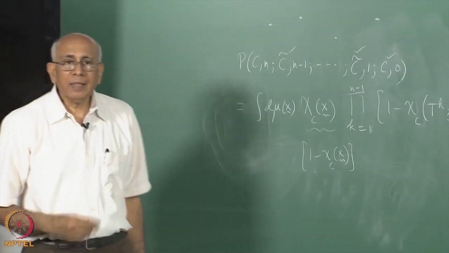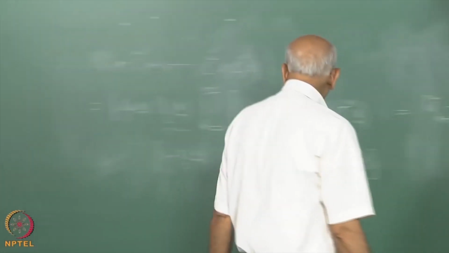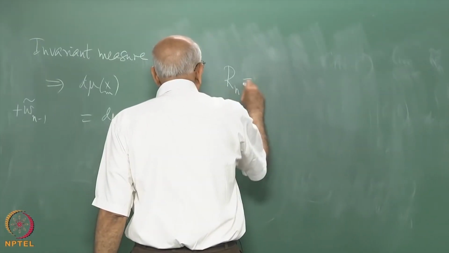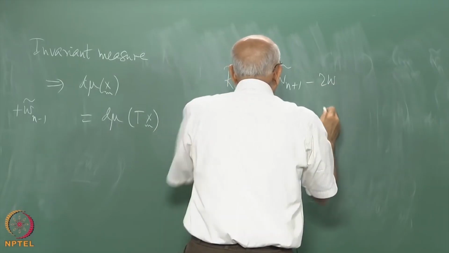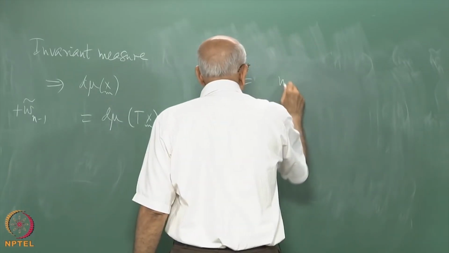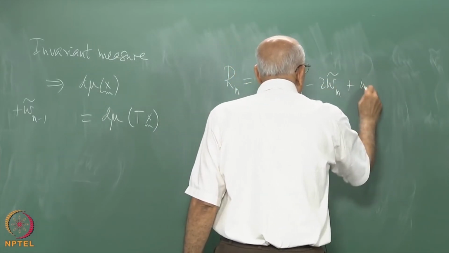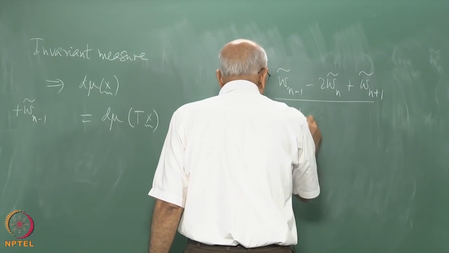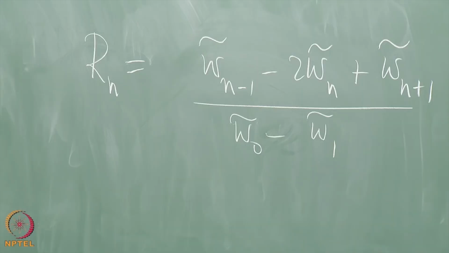Okay. But that is the second difference of the W's. So we are back here, we now can write down what this famous recurrence probability is. Rn therefore is Wn plus 1 tilde minus twice, let us write it the other way because this is a decreasing sequence, Wn minus 1 tilde minus twice Wn tilde plus Wn plus 1 tilde divided by W naught tilde minus W1 tilde. That was mu of C, the invariant measure of the cell C.